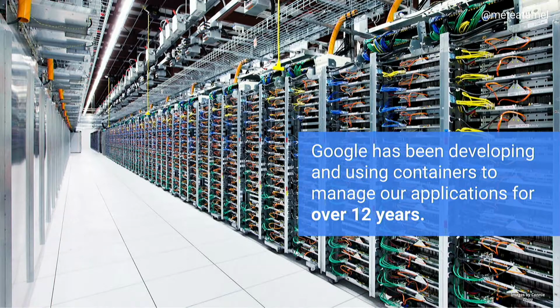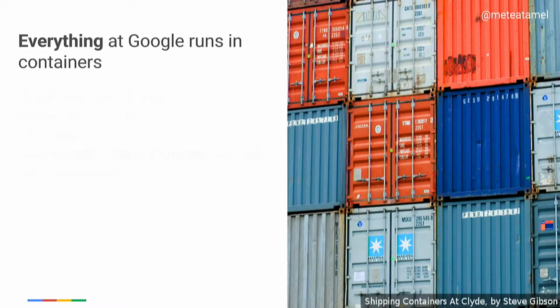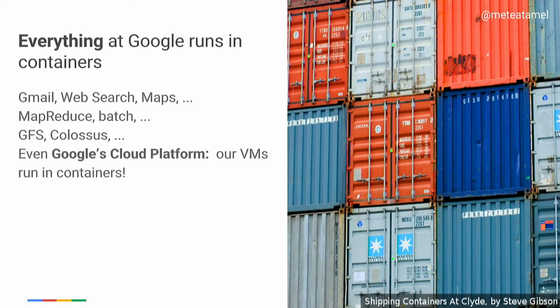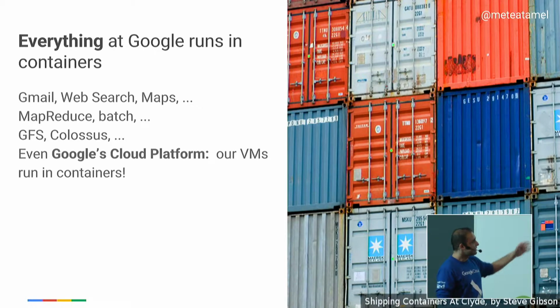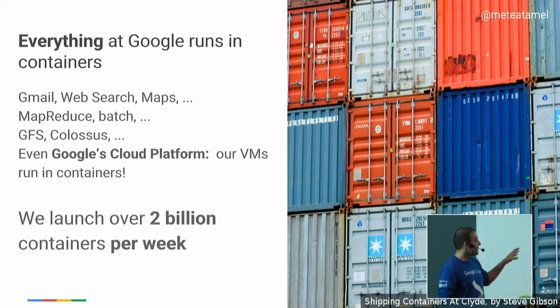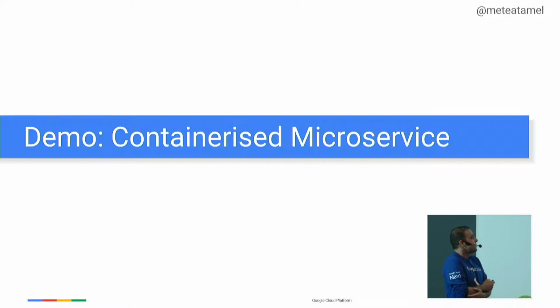And even though containers might look like they're new, at Google we've been running them for over 12 years. So for a long time we've been running them. And everything at Google, like Gmail, MapReduce, even the Google Cloud Platform, the virtual machines in Google Cloud Platform, they run in containers. And we launch more than 2 billion containers per week. So you can see the scale that we do at Google.